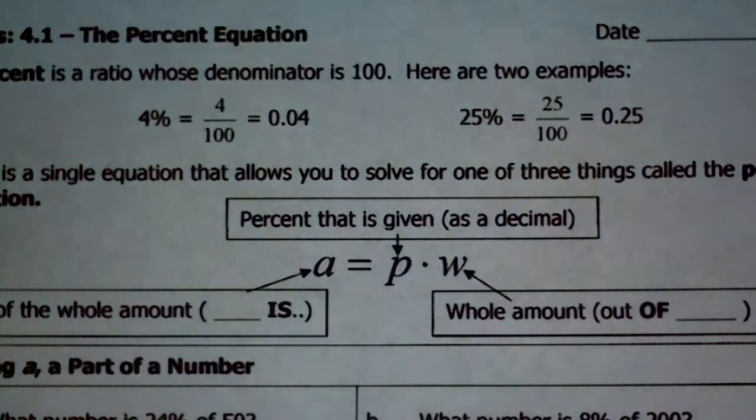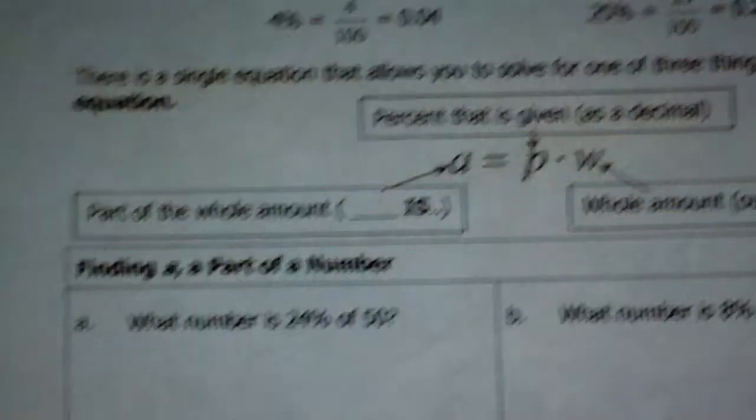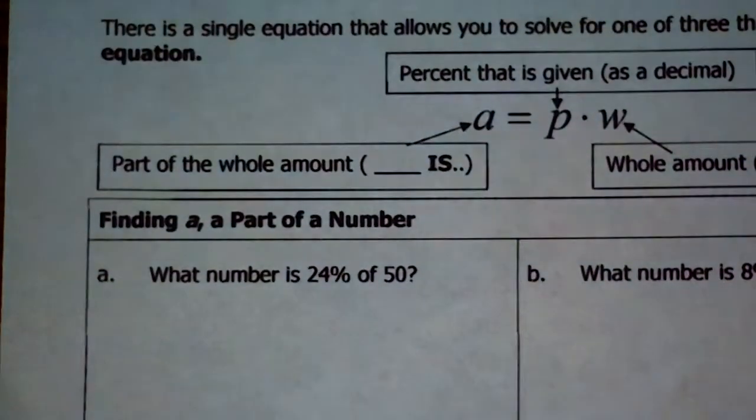So this equation allows you to solve for any one of those. When you ask, what do I need to get on this test in order to have this certain grade, this can help you out. All right, we're going to practice solving for all three, and we're going to start off by solving for A. So finding A, a part of the number.